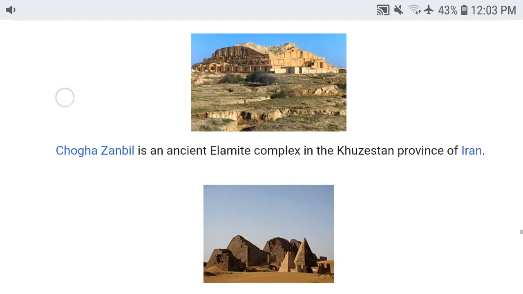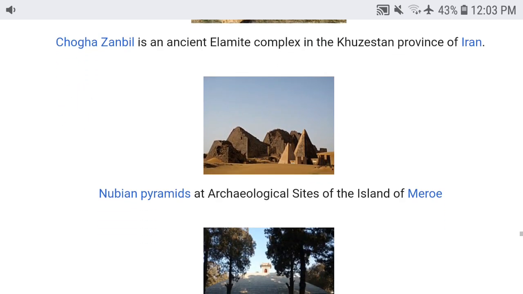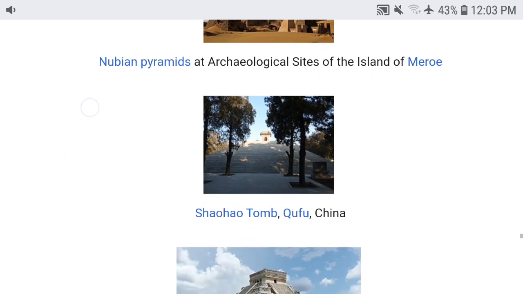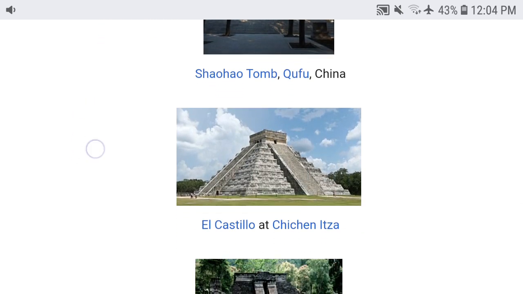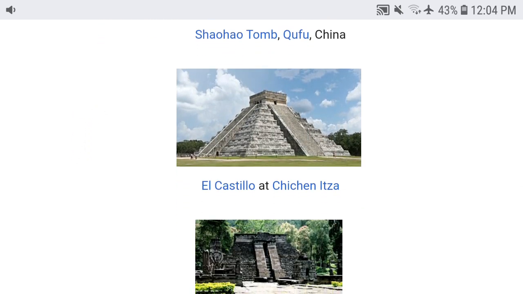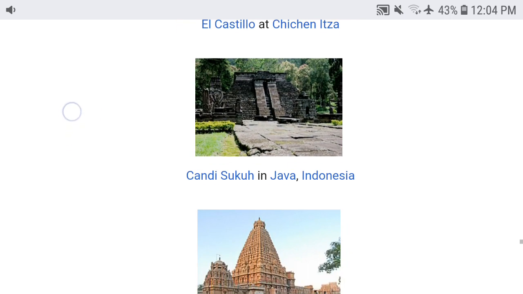Let's actually take a look, quickly. Choqa Zanbil, Ancient Elamite Complex in Khuzestan province of Iran. Okay, so that's Iran. Nubian pyramids at the island of Meroe. Okay, that's Meroe. Shaohao Tomb, China. That's China, Asia. El Castillo at Chichen Itza. Okay, this is the Mesoamerican one that we'll actually discuss tomorrow. Well, not really tomorrow. Oh, maybe tomorrow. I actually don't know. Yeah, I think tomorrow.